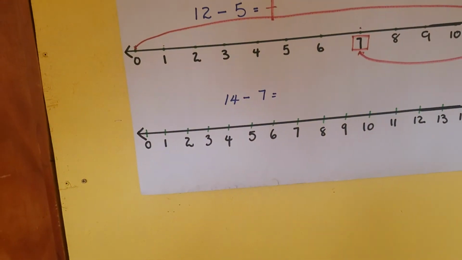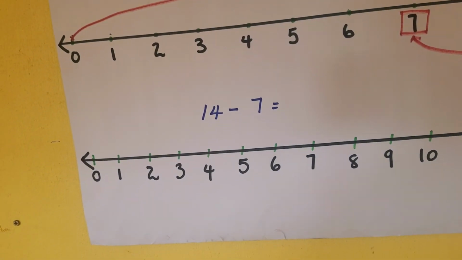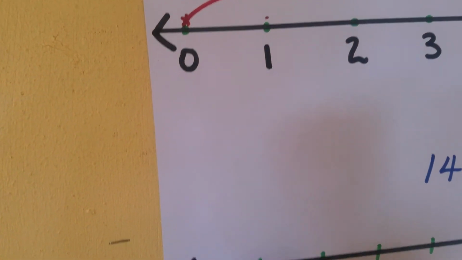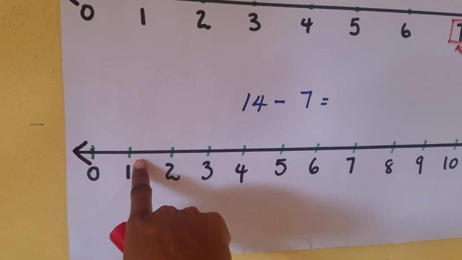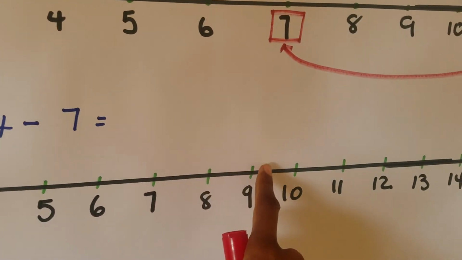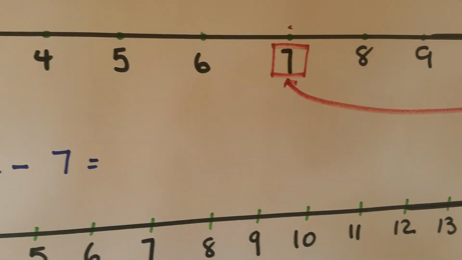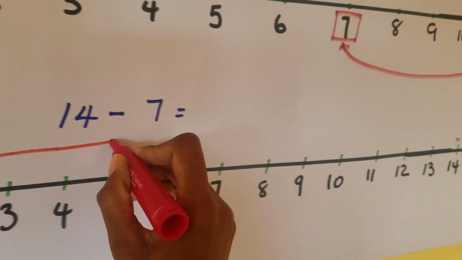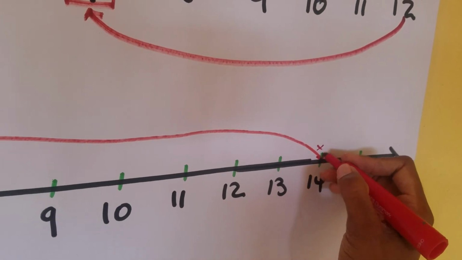Now we're going to do our last example. Our last example says 14 minus 7 equals. So we start at 0, counting 14 points, or 14 strokes rather. 1, 2, 3, 4, 5, 6, 7, 8, 9, 10, 11, 12, 13, 14. Right here, make our mark. Go back to the 0 and make a big jump to 14.